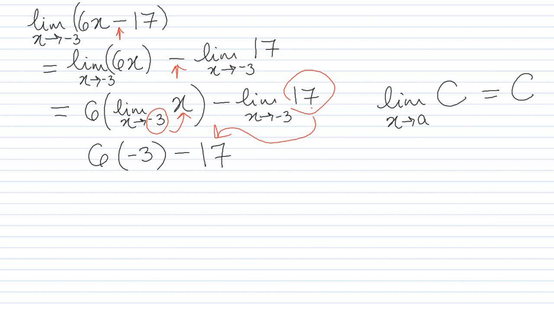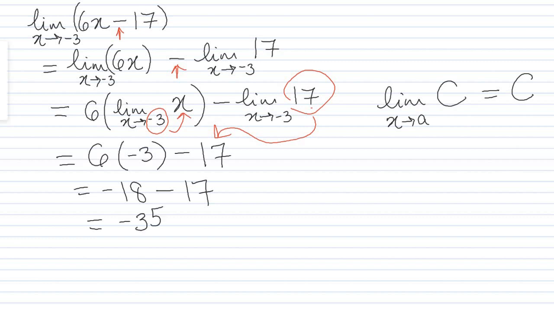Then you have 6 times negative 3. 6 times 3 is 18, so 6 times negative 3 is negative 18. Negative 18 minus 17 gives us negative 35.